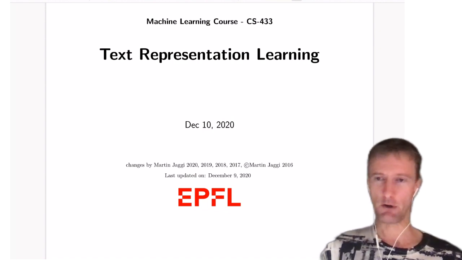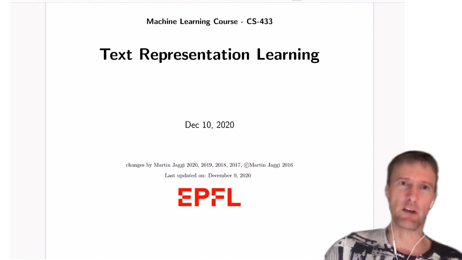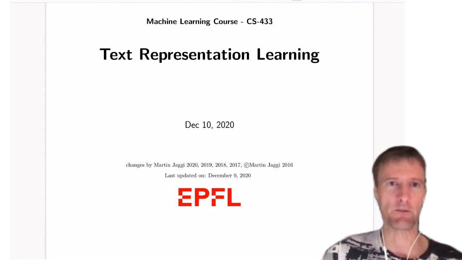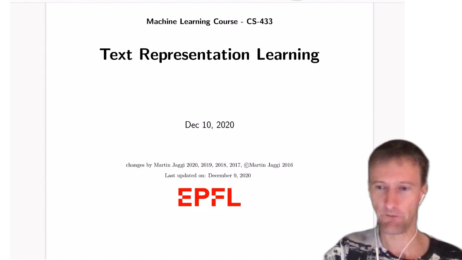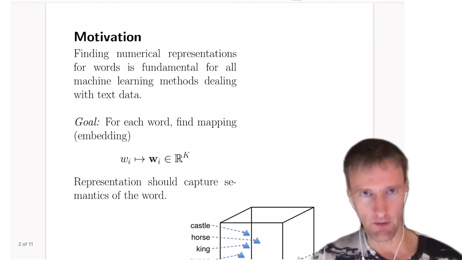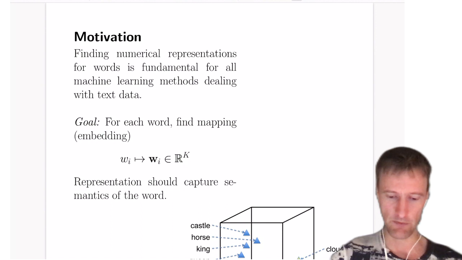Representation learning also means feature learning, and you might wonder what this has to do with the previous courses we had on unsupervised learning and matrix factorization, but it does have a lot to do with that. So the motivation is that we really want to find features to represent text.